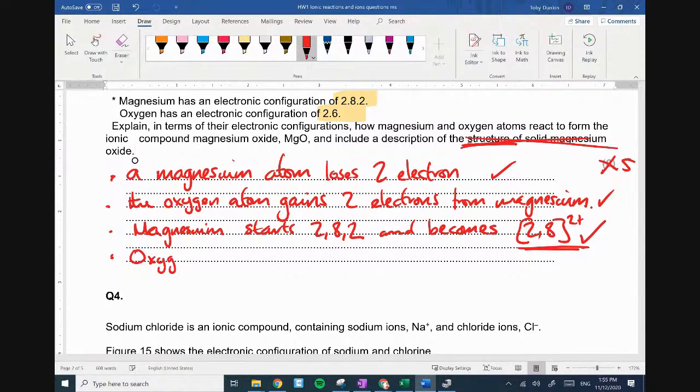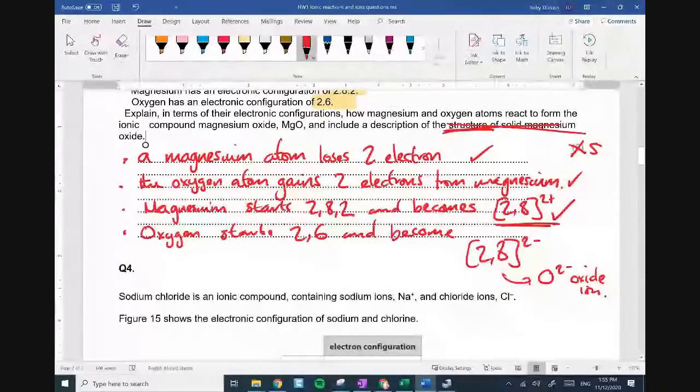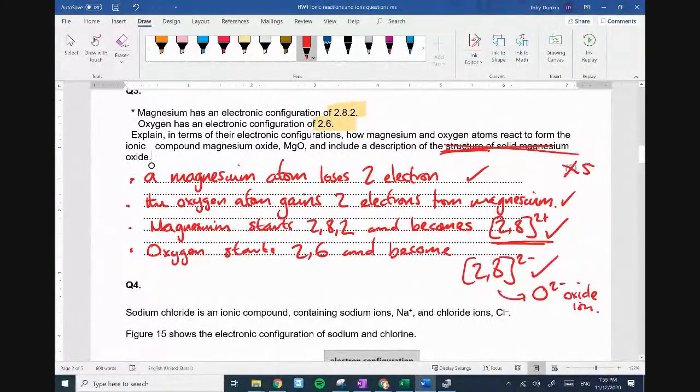Oxygen starts 2,6 and becomes oxide. 2,8, 2-, which is now an oxide ion. There you go, O2-, an oxide ion, an anion if you like. So there's your next mark, the 2,8. Yeah, I think that actually gives you the 4 marks. So it was out of 6, but actually it was out of 4. Those are your 4 marks.